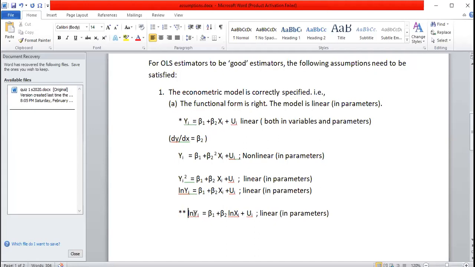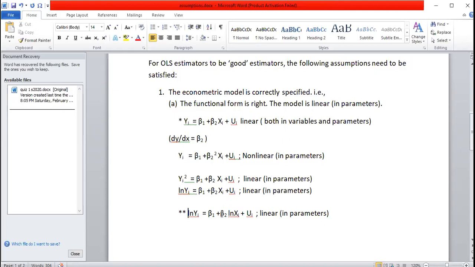So here is the log of y, and here is the log of x. Is it linear? Really, no, it's not linear. It's non-linear, it's logarithmic. But how about the parameters? The parameters are linear. No square root or anything. So if you apply OLS, you can get beta 1 hat and beta 2 hat, and they will give you good estimators of beta 1 and beta 2.